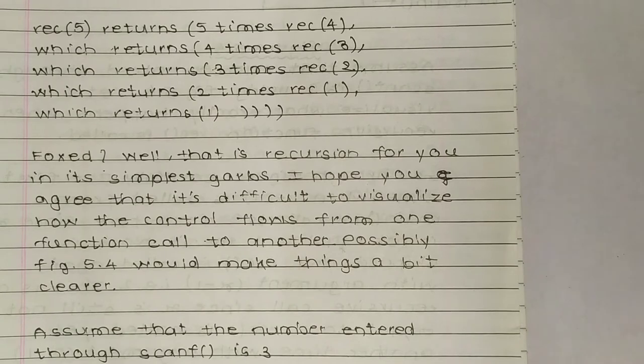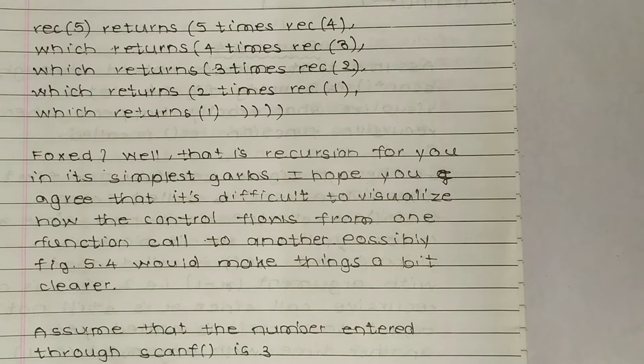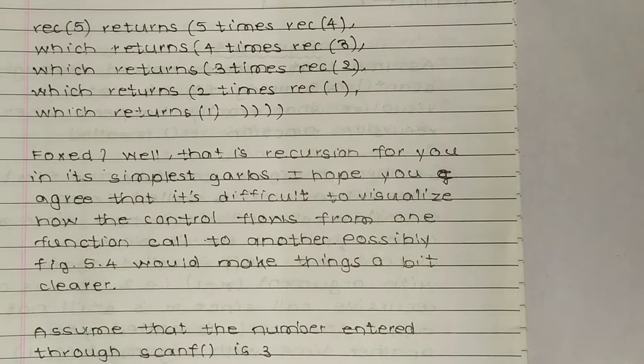Fazed, that means, are you confused? Well, that is recursion. I hope you agree that it's difficult to visualize how the control flows from one function call to another function call. So it is difficult to understand recursion. That means we are here multiplying 5, then 4, then 3, by 2. Possibly a figure will make things a bit clearer, so we will see a figure now.